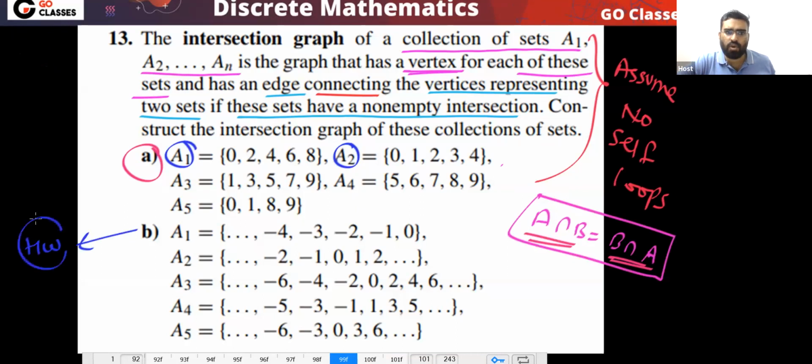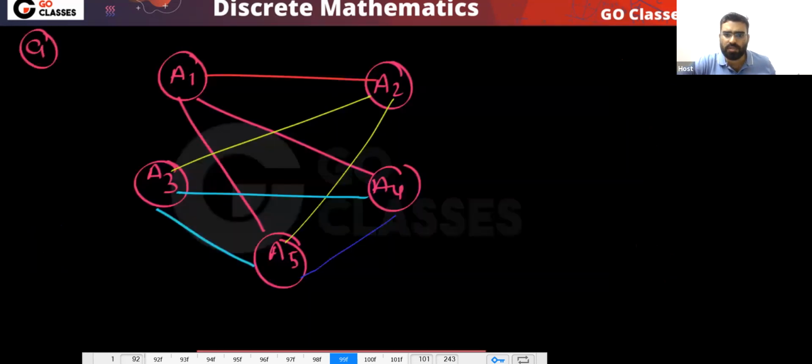I am giving this as homework. Can I give this question as homework? Here you have 5 sets, so a total of 5 vertices: A1, A2, A3, A4, A5. Between two vertices, there will be an edge if and only if they are not disjoint. Okay, so this is the idea.